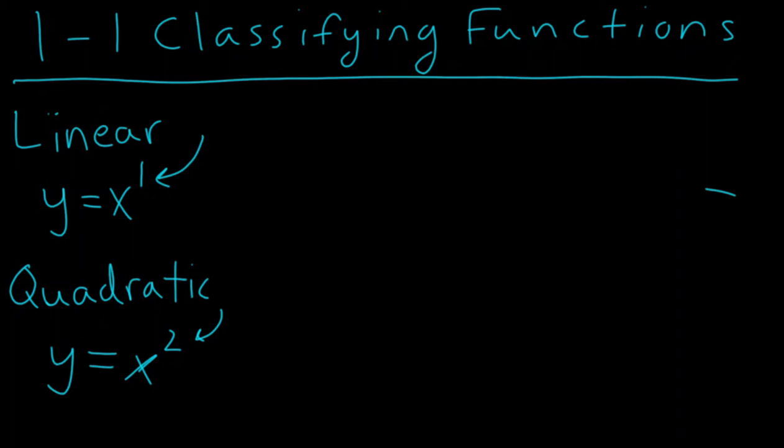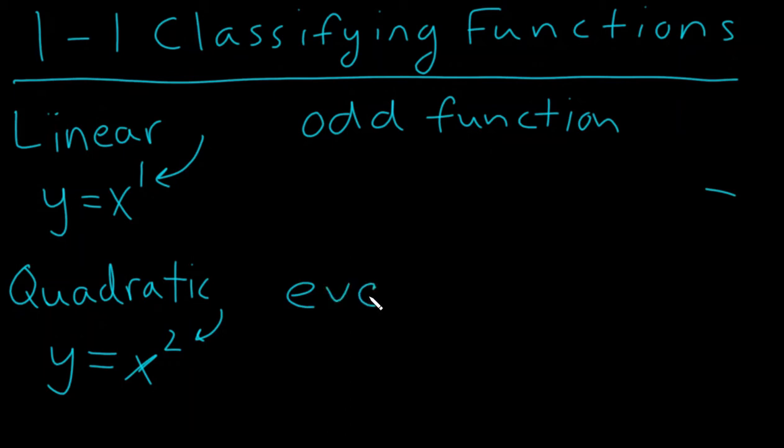If I were to ask you to classify an exponent of 1 or an exponent of 2, what words could you use to describe 1 and 2? Well, for the number 1, you could use the word odd. And in fact, a linear function is also something known as an odd function. And a quadratic function is something that's known as an even function.